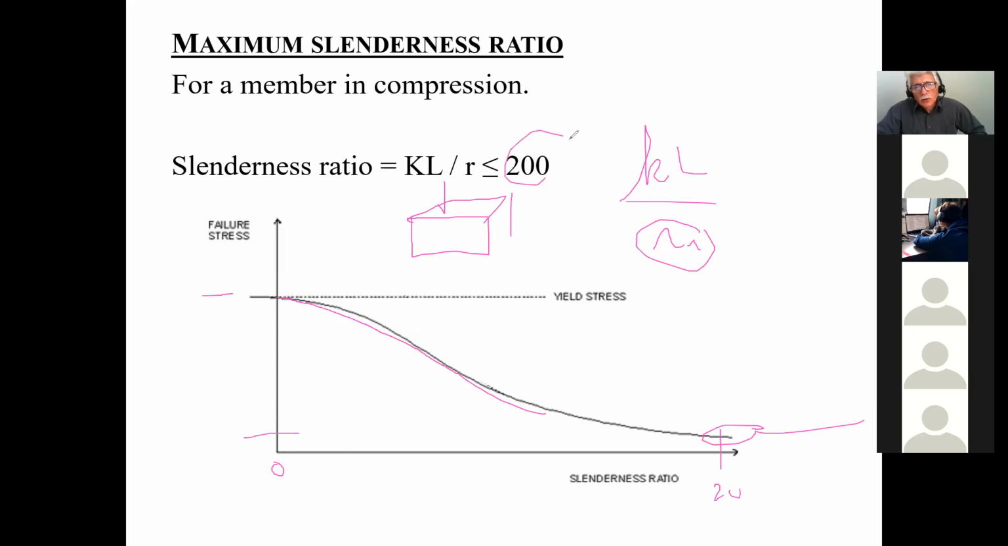So when you're doing your calculations, the first thing we're going to check is the slenderness ratio of whatever we chose. If it's less than 200, we'll keep going. If it's greater than 200, we will stop there, go back and find something that's got a slenderness ratio less than 200. That's what that's all about.